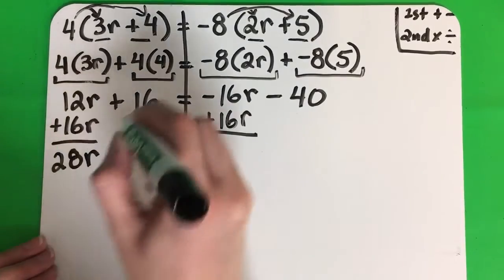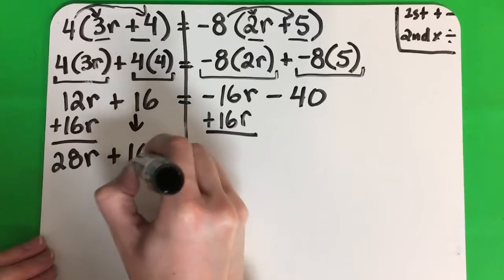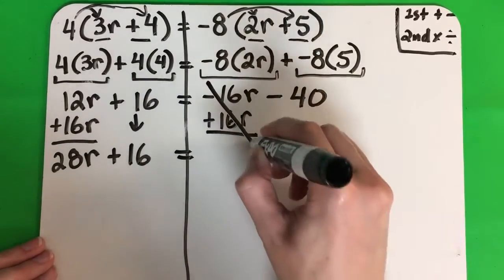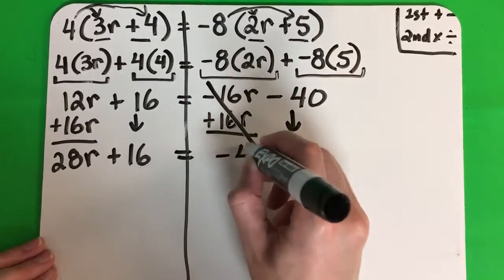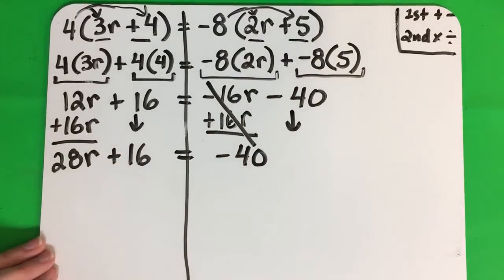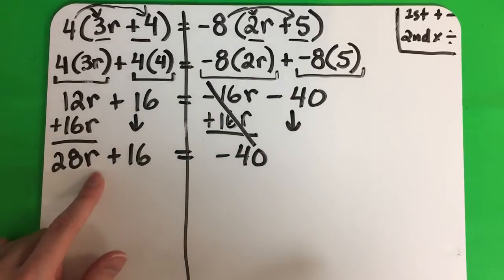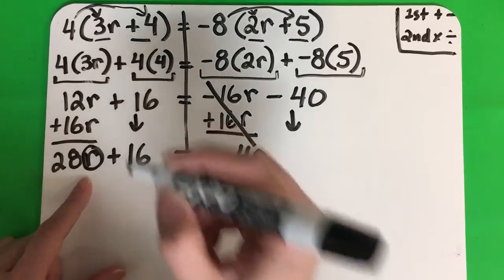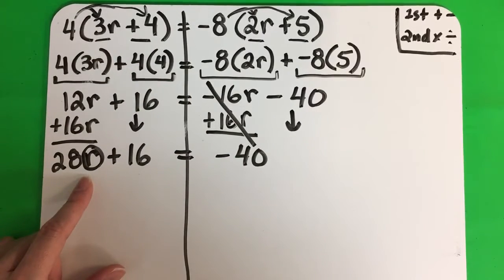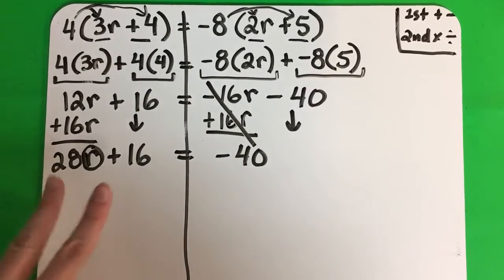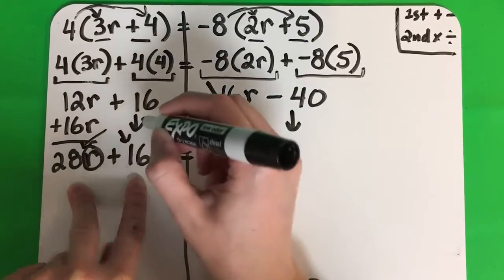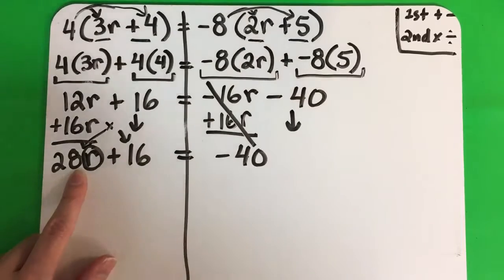28R, copy, plus 16 equals, -16 plus 16 is 0, cancel, copy, minus 40. Now, I want R alone, quiero R solo, so I'm going to circle it. Okay, R is on the left, R está en la izquierda. 2 numbers on the left, hay 2 números en la izquierda. This is multiply, es multiplicación, because there's nothing in the middle, porque no hay nada en el medio.